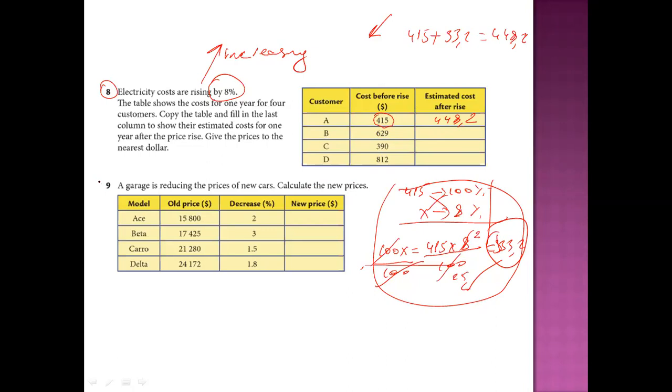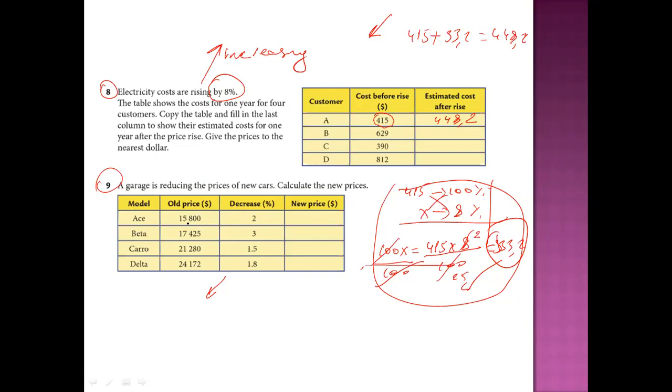And the last, the ninth question, garages are reducing the price of new cars. Okay, now calculate the new prices. Okay, how can we do that problem? How can I solve it? So we have models Ace, Beta, Cora, Delta, the old price and decrease or reducing or decreasing. Okay, the 2%. It's a sale.